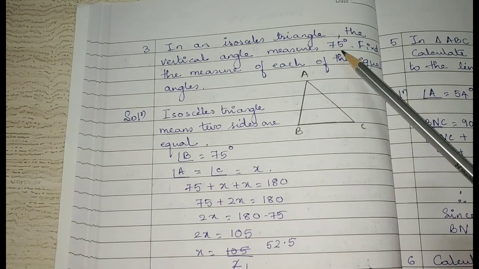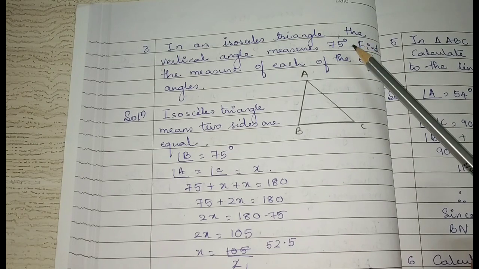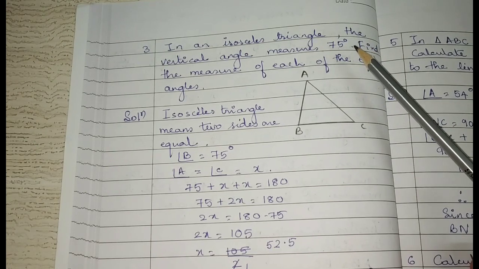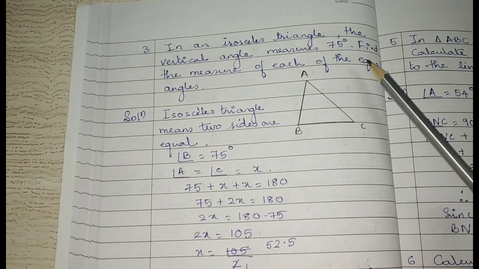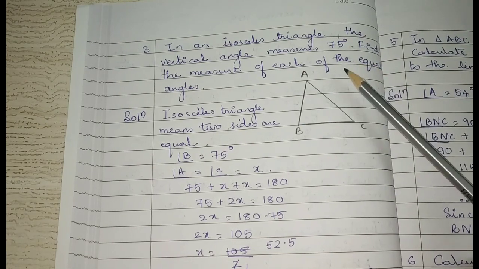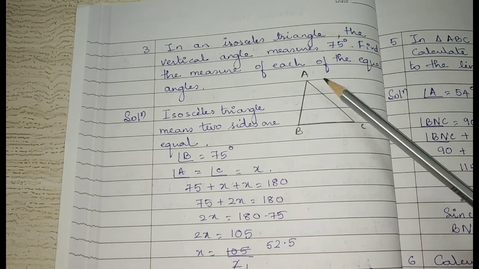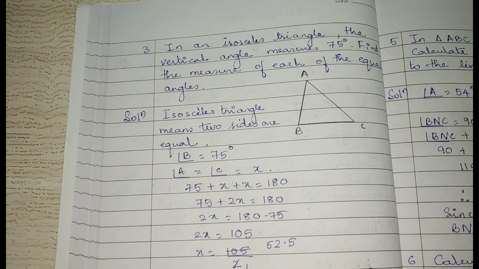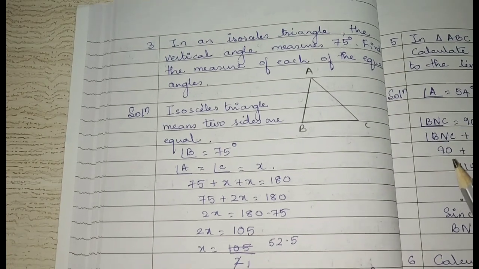तो वर्टिकल एंगल 75 डिग्रीज है, तो बचा जो है 180 माइनस 75 करना पड़ेगा, और जो भी बचा है उसको डिवाइड करना पड़ेगा 2 से, यानी इक्वल है एंगल्स, तो 2 से डिवाइड करेंगे तो we'll get the other two equal angles. So let's find out.